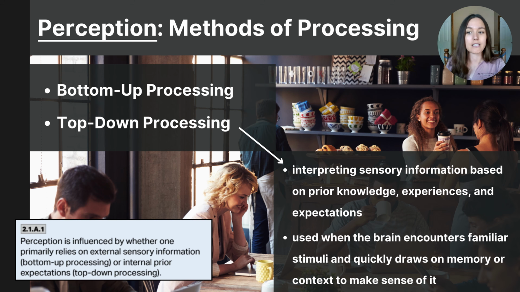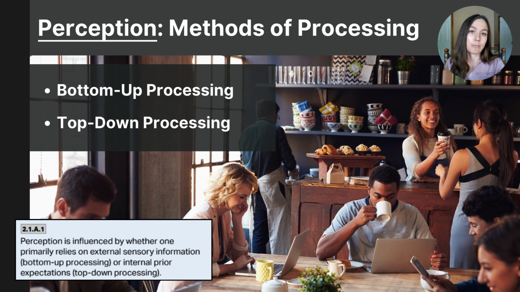So let me define these terms one last time before moving on. Bottom up processing is a perceptual process that occurs when someone starts at the bottom, beginning with the individual sensory information and piecing them together to formulate a conclusion. Whereas top down processing happens when someone starts at the top, comparing the sensory information to ideas, expectations, and previous experiences that are already housed in the brain to make a quick interpretation about that sensory information.